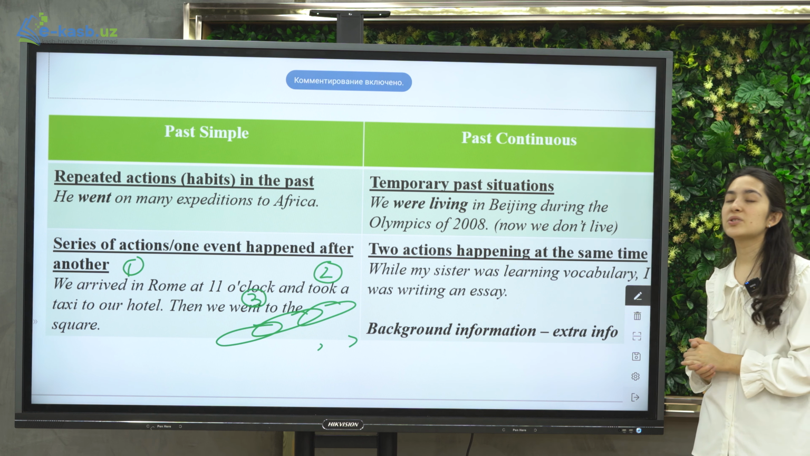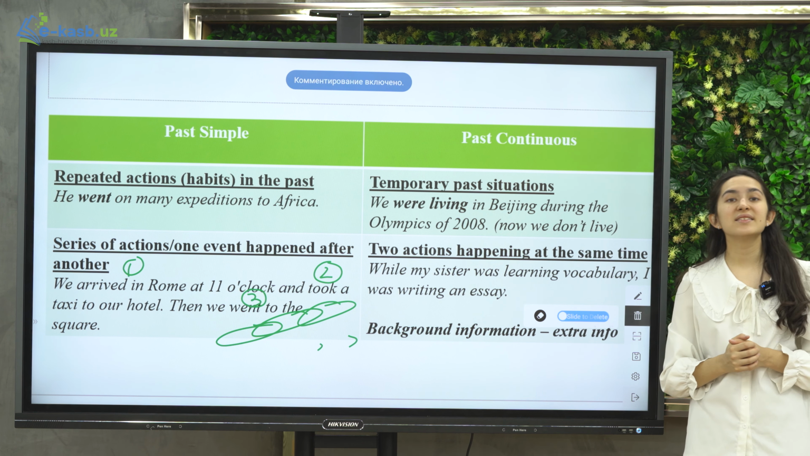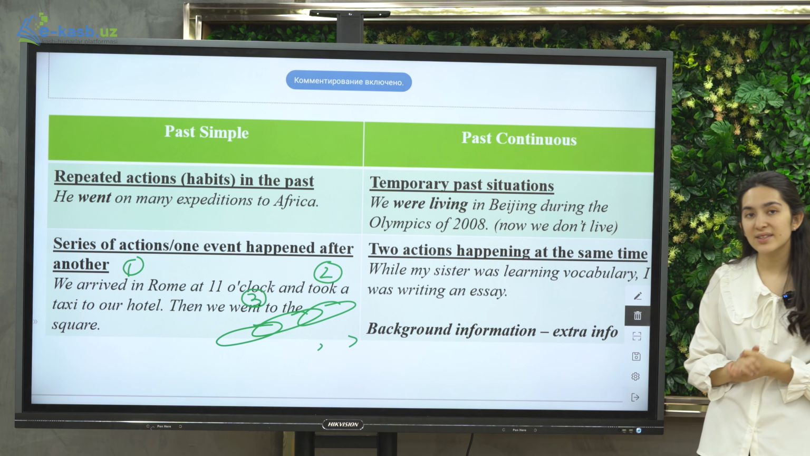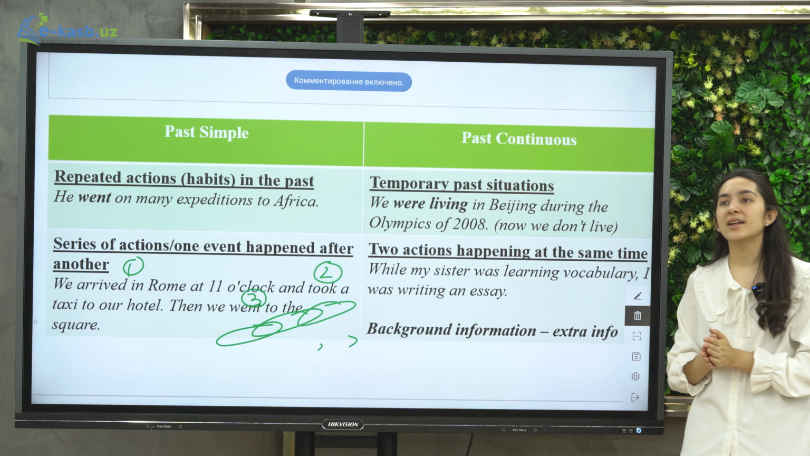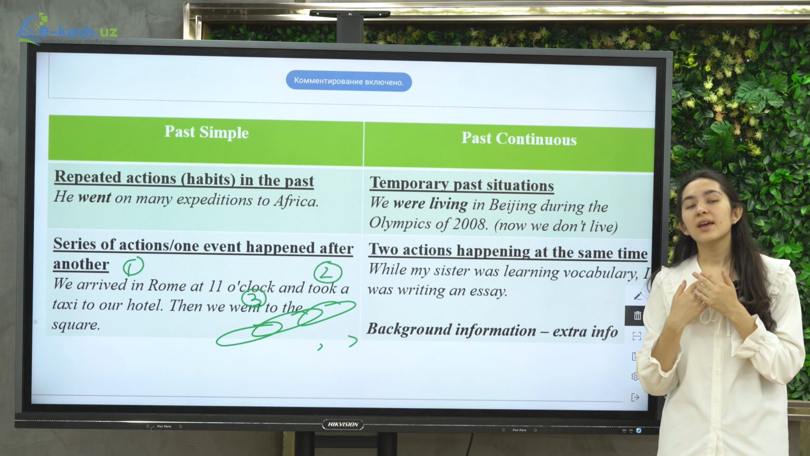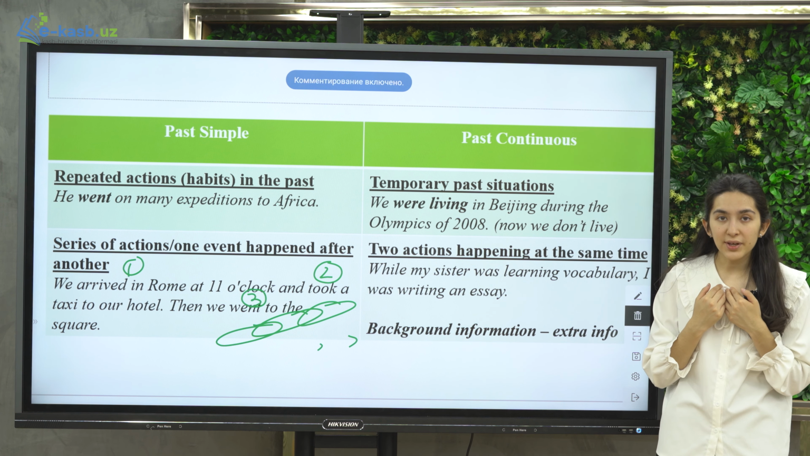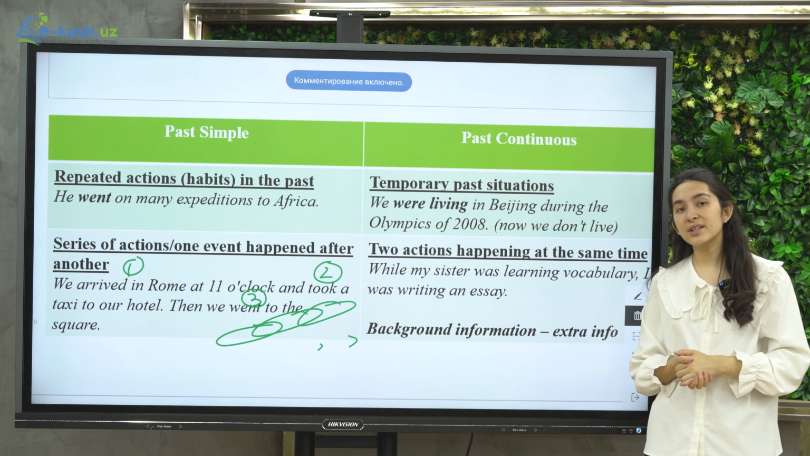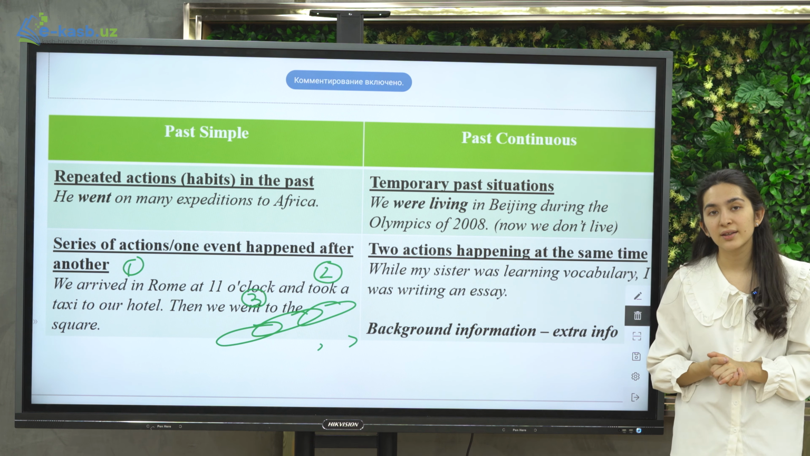And also we use past continuous to talk about two actions were happening at the same time. Va biz past continuous ni ishlatamiz qachonki bizda ikkita harakat bir xil vaqtda bajarilayotgan edi. Masalan, I was speaking and he was listening. For example, I was speaking yesterday and you were listening to me. Men gapirayotgan edim va siz meni eshitayotgan edingiz.